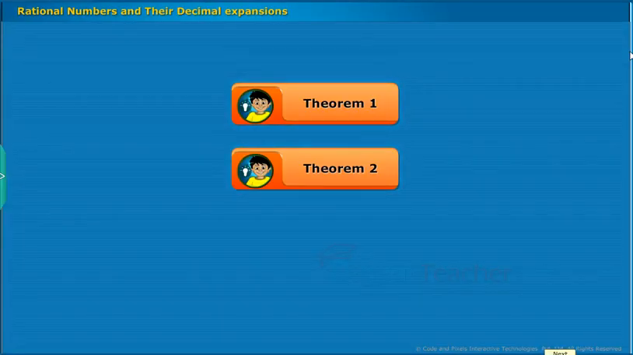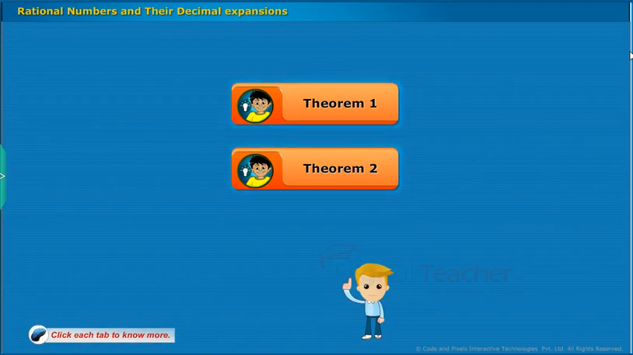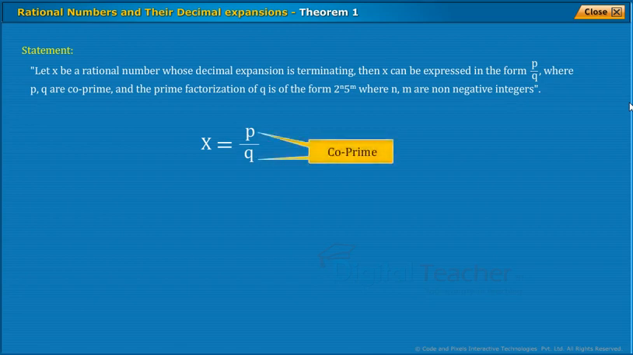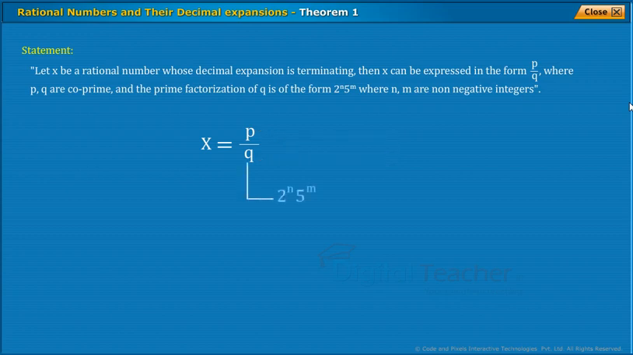To know the theorems on prime factorization method, click each theorem tab. Let x be a rational number whose decimal expansion is terminating. Then x can be expressed in the form p by q, where p, q are co-prime and the prime factorization of q is of the form 2 power n, 5 power m, where n, m are non-negative integers.